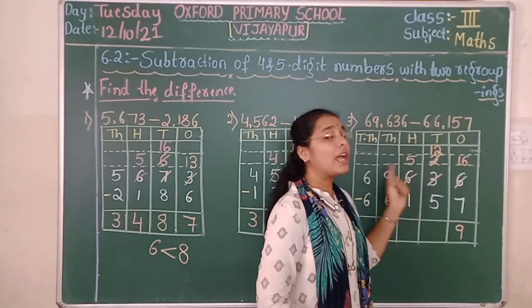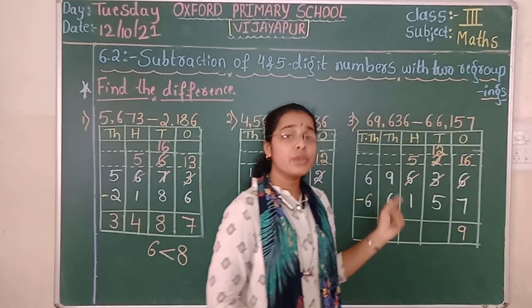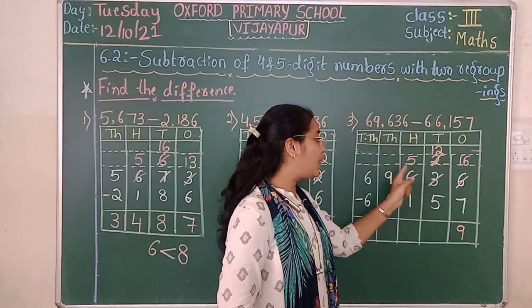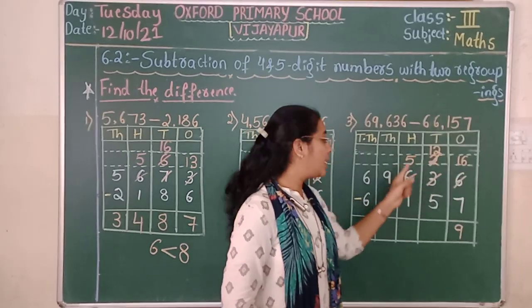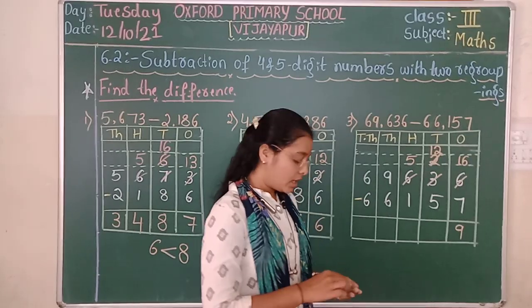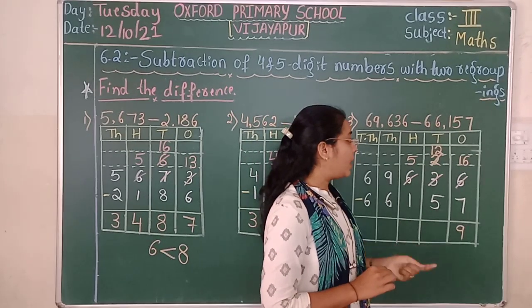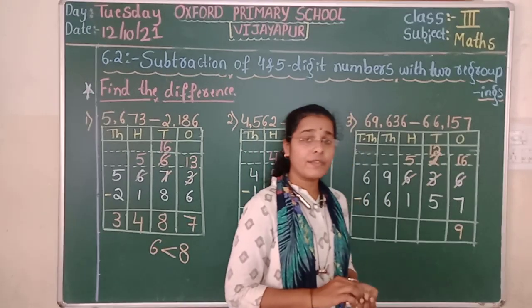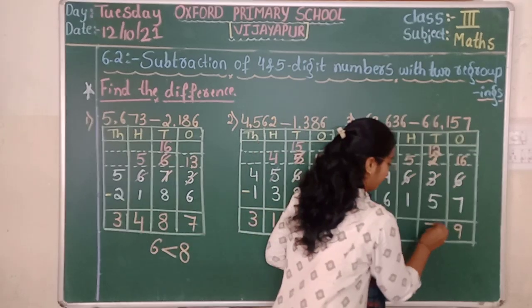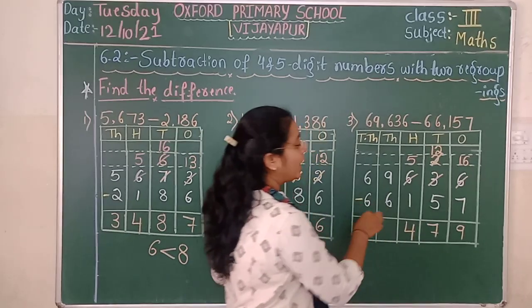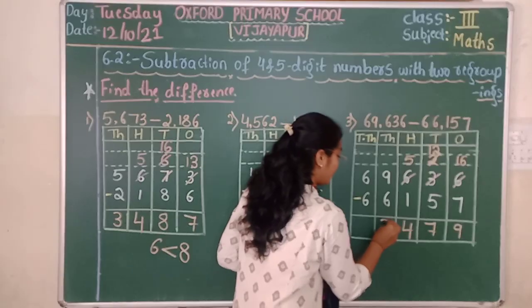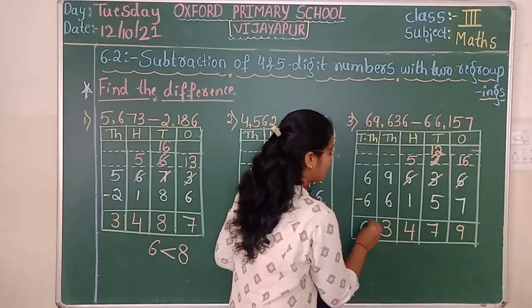Next to tens we have the hundreds place. So we have to take carry from the hundreds place. So we regrouped this 2 as a 12 by making the 6 as a 5. Now after 5 we will get how much difference? 7. 5 minus 1 is 4. Here 9 minus 6 is 3. 6 minus 6 is 0.